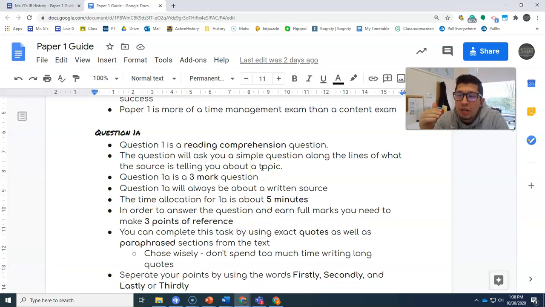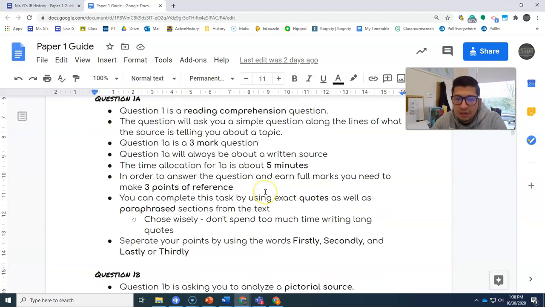In order to get full marks, you need to bring 3 points of reference about the source. The question will always be simple and straightforward, something like, what does Source A say about this? You have to read the source and find 3 answers. You can use exact quotes if they're short. If they're longer, because this is timed, paraphrase, or take just the most important section of the quote and rewrite that. Do not waste time rewriting long-winded quotes.